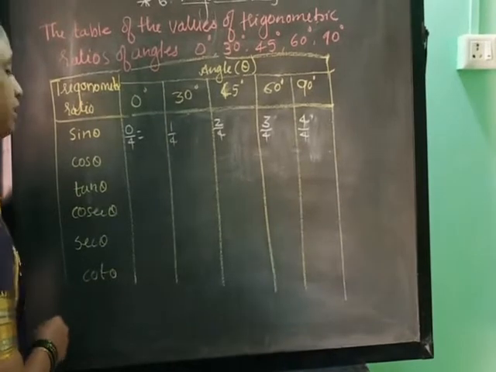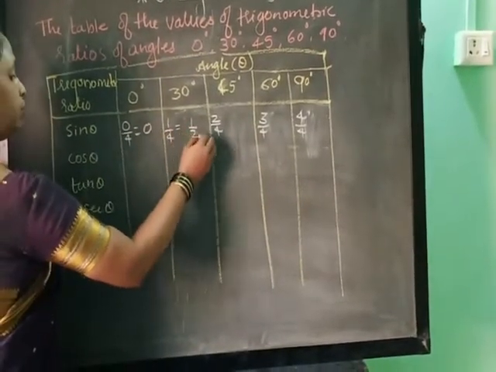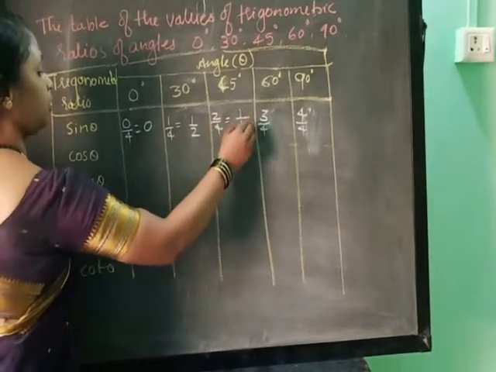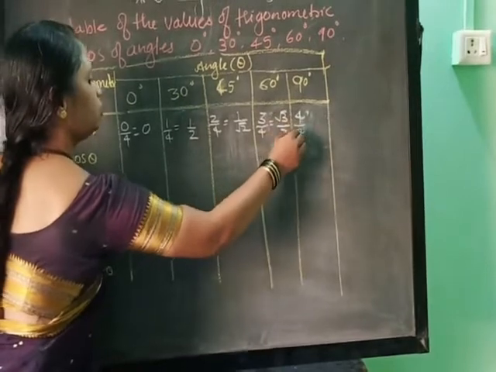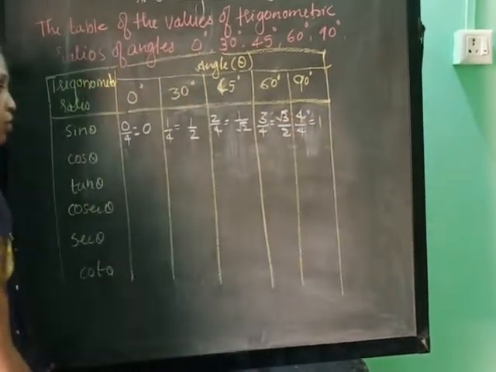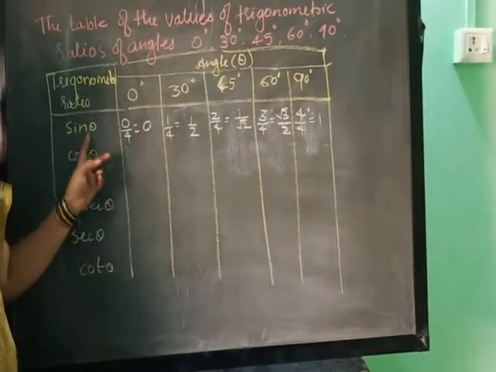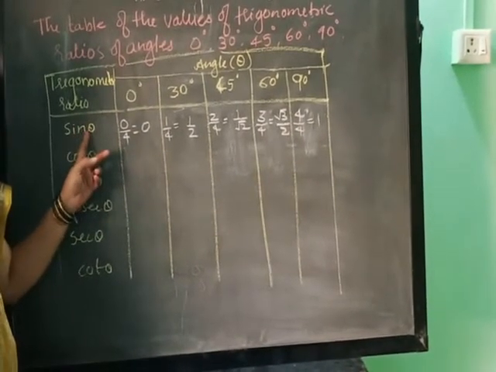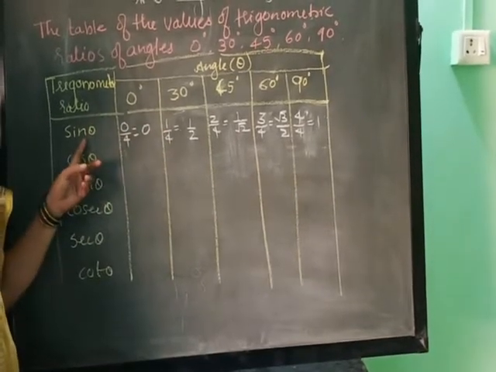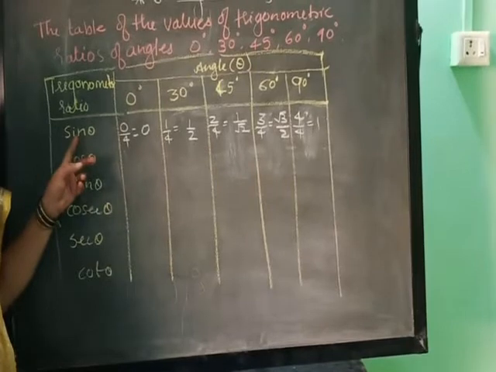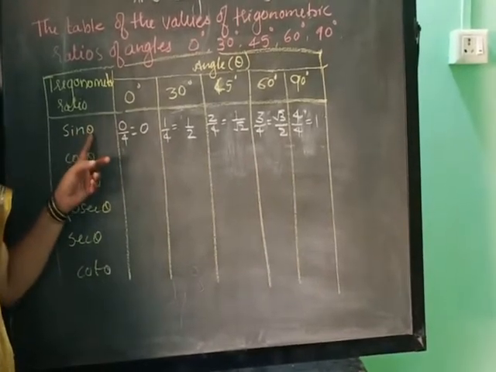So after taking the square root, this will be 0. This will be 1 by 2. This is 1 upon root 2. And this is root 3 upon 2. And this will be equal to 1. It means sin 0 is 0. Sin 30 is half. Sin 45 is 1 by root 2. Sin 60 is root 3 upon 2. And sin 90 is 1.